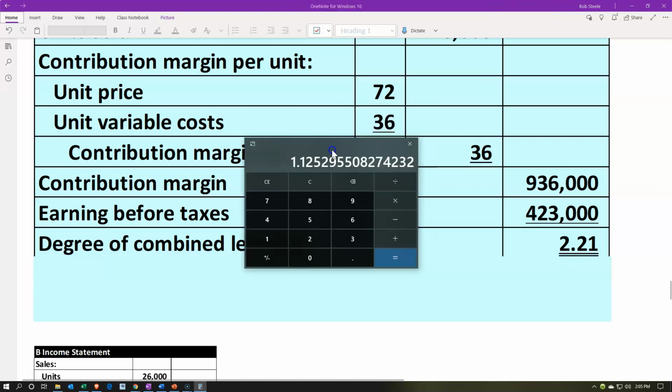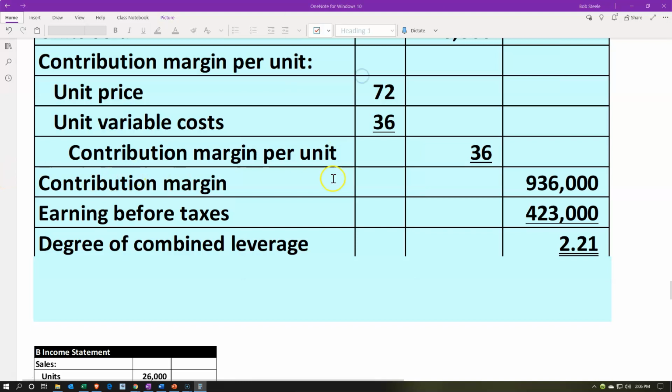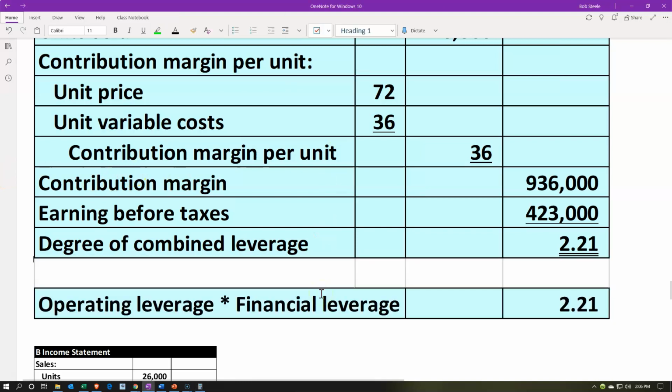Remember that you could have rounding here. We always are going to be dealing with rounding. 936,000 divided by the 423,000 is going to give us about 2.21. So about 2.21. We can also multiply out the degree of operating leverage times the degree of financial leverage and get that amount as well.